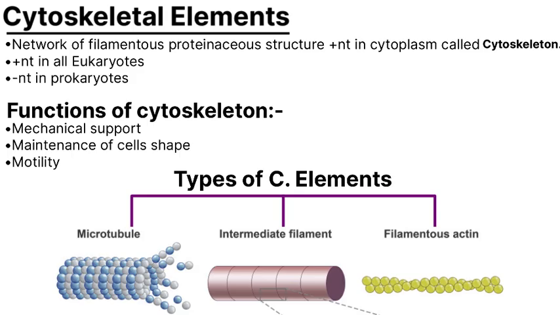These are a few of the functions given in your NCERT. The cytoskeleton elements help in mechanical support, as I said, and are involved in the maintenance of the cell shape and in the motility of the cilia and flagella, which we will see in the next slide. And these are the three main types of cytoskeleton elements: microfilaments, intermediate filaments, and microtubules. We have to study microtubules in detail, as they cover the major part of the cytoskeleton in your syllabus. So now let's begin with each one of them one by one.